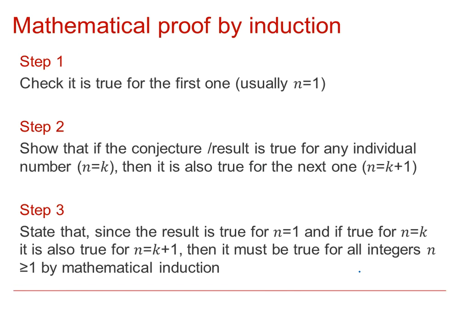So there is the process. Step 1. Check it is true for n equals 1. Show that if the conjecture or result is true for any individual number, usually k, then it is also true for the next number, k plus 1. And finally, your conclusion step. State that since the result is true for n equals 1, and if true for n equals k, it is also true for n equals k plus 1, it must be true for all integer values of n at least 1 by mathematical induction.